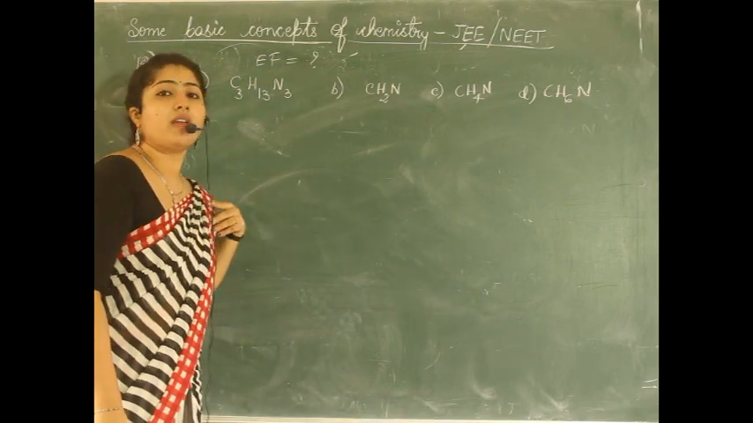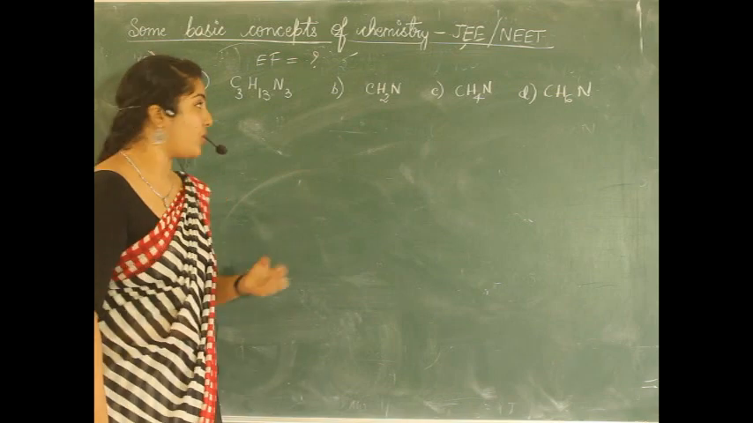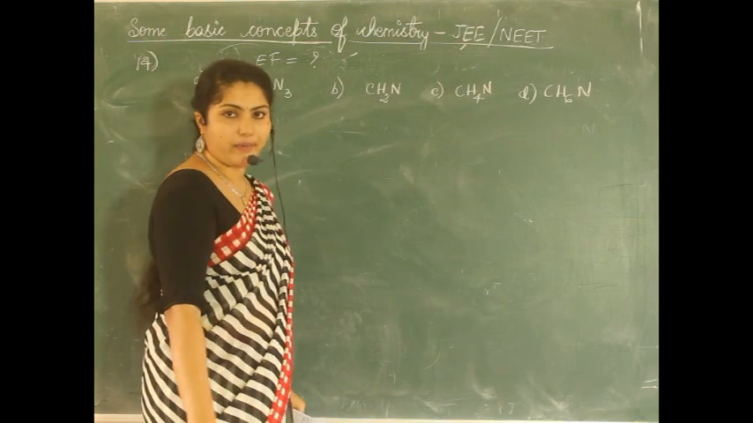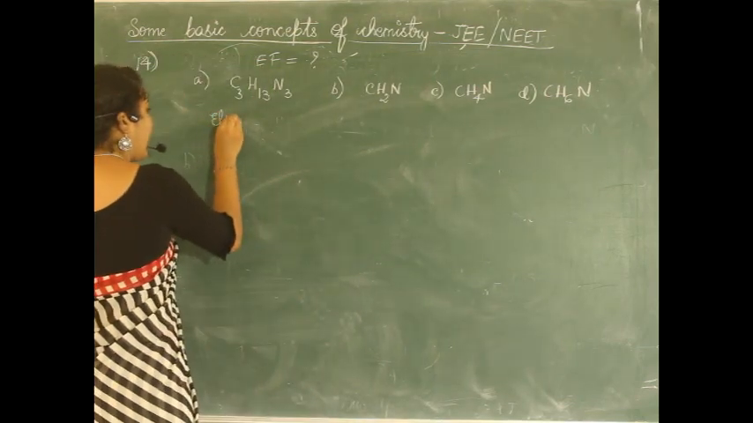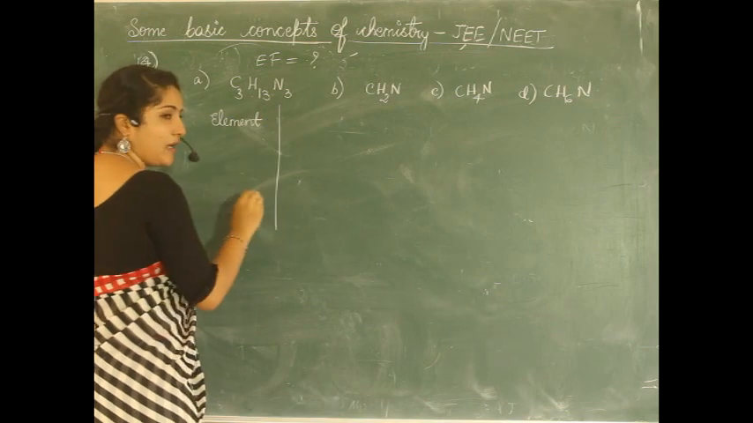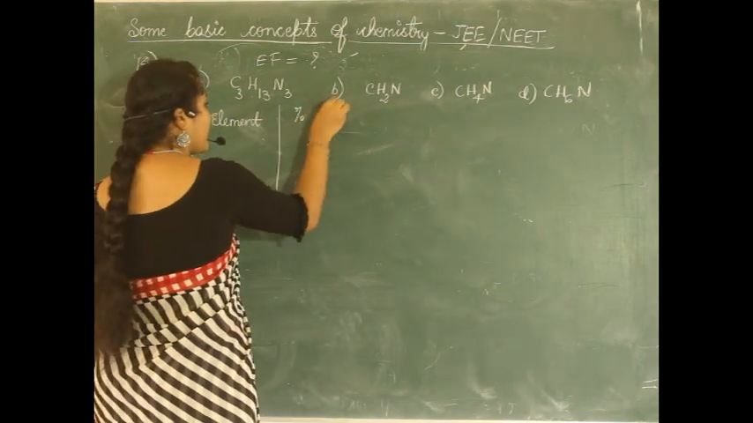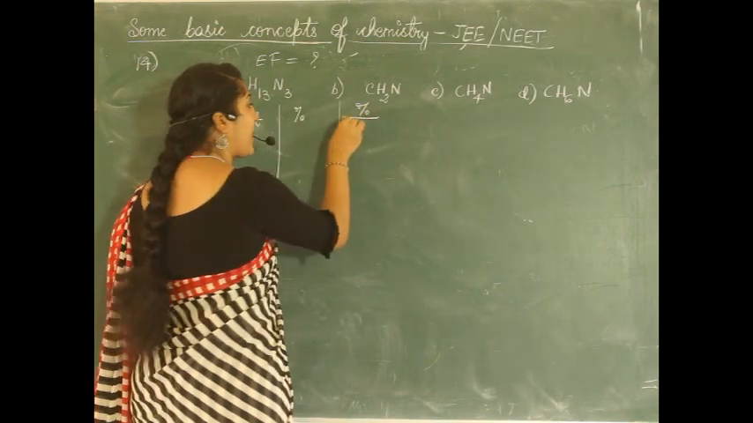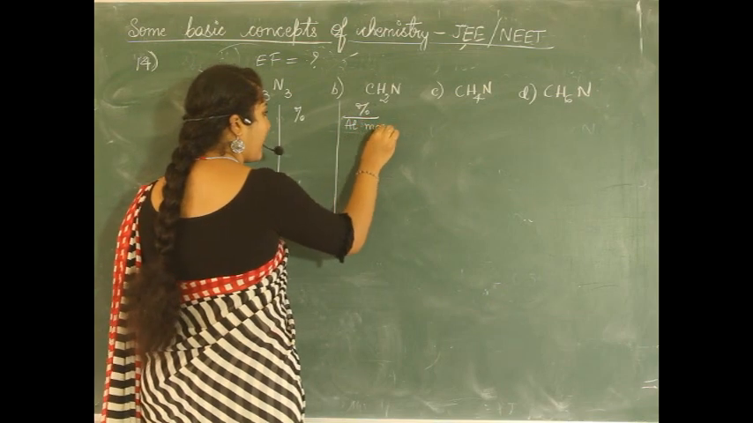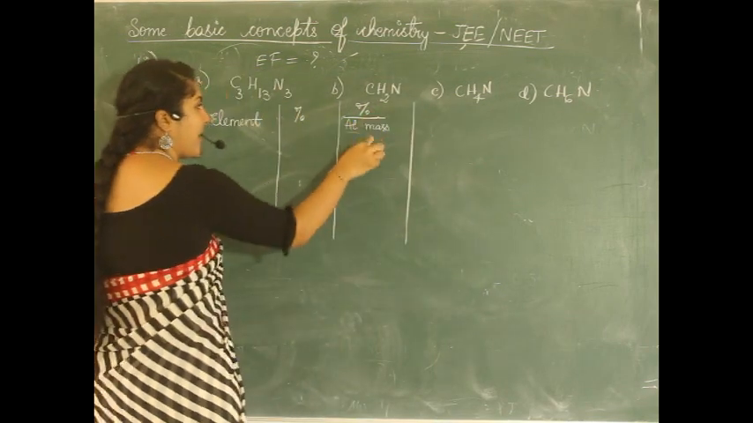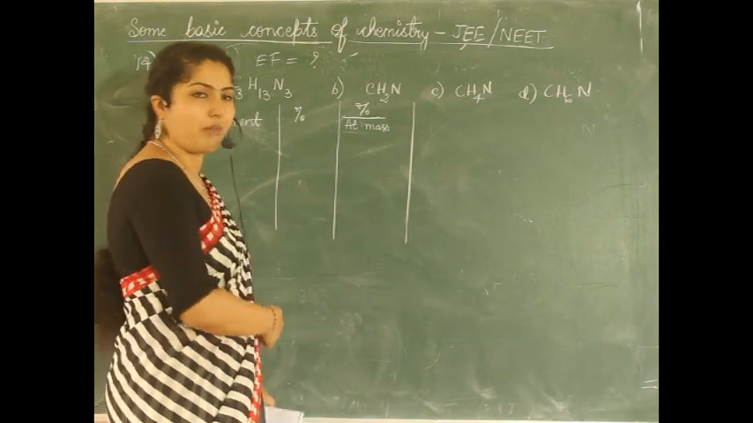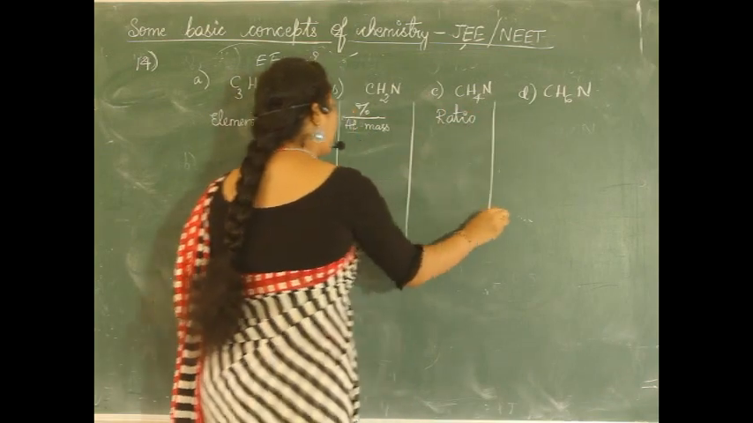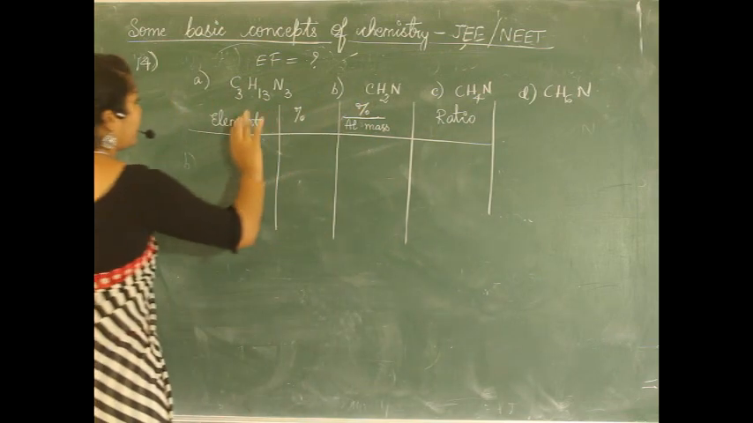What are we supposed to do? Empirical formula gives the simple whole number ratio. So let us see this particular chart. You remember this comes under stoichiometric calculation. First we write the elements, whichever is given. Then we write its percentage composition. Then we divide the percentage composition by the atomic mass, which is nothing but mass by atomic mass, which gives the number of moles. And then we calculate the simple whole number ratio, right? We keep doing this.